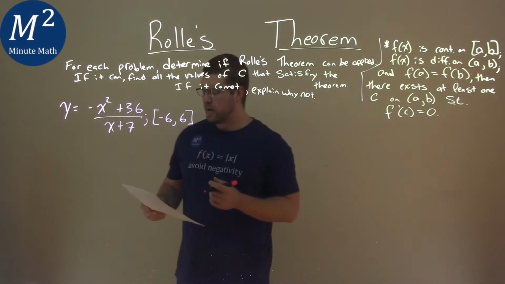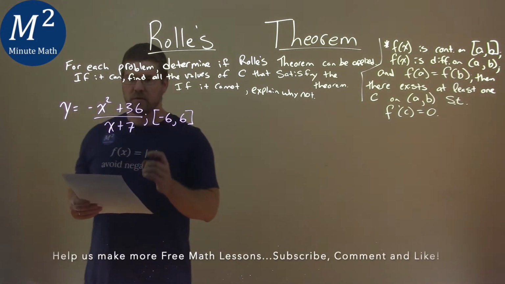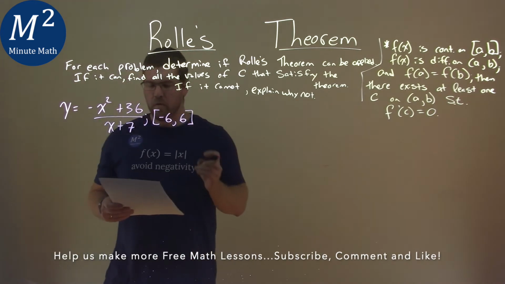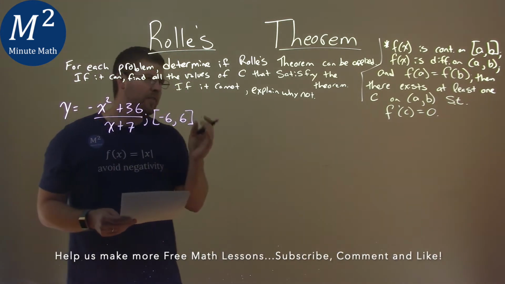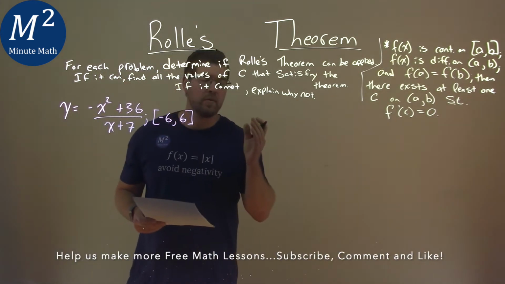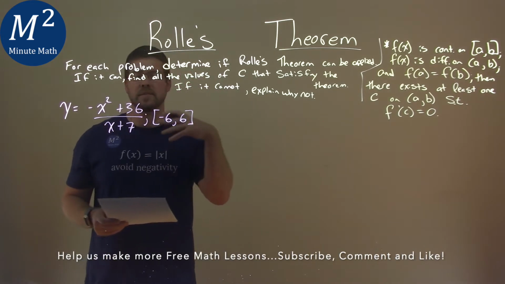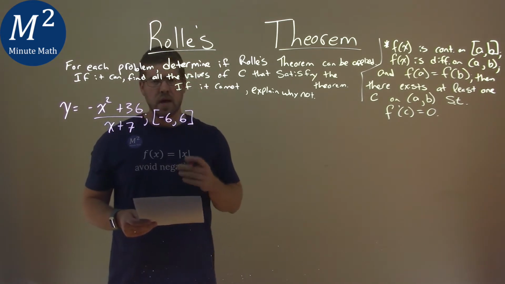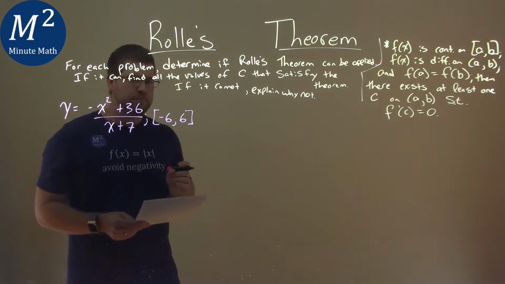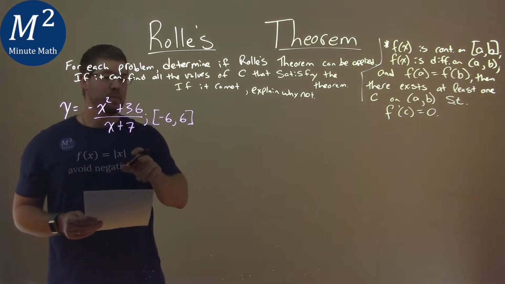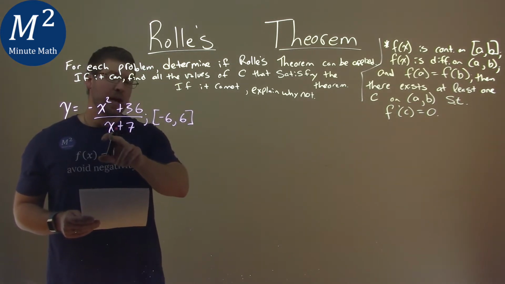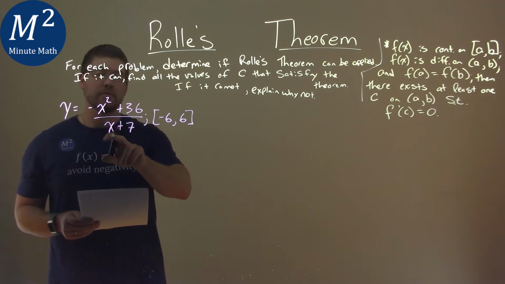We're given this problem right here, y equals negative x squared plus 36 over x plus 7, and we need to find the values of c that satisfy Rolle's theorem on our interval from negative 6 to positive 6. Now, this is a rational function, and so it's not continuous when we're dividing by 0. And the only place that happens is negative 7.